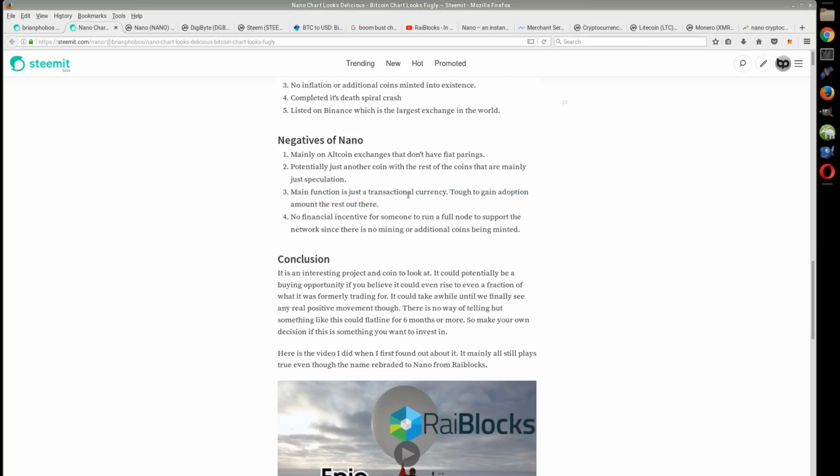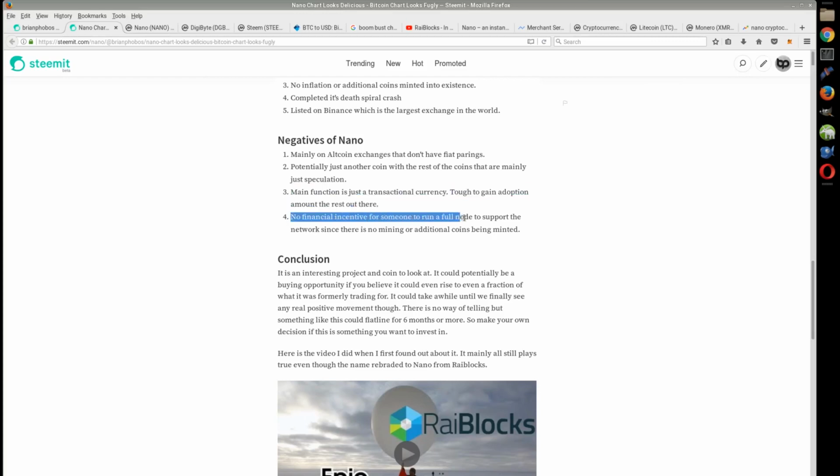Main function is just transactional currency, tough to gain adoption. There's a lot of coins trying to do that, even Bitcoin, Litecoin, Bitcoin Cash. Is it trying to be a world currency that's going to replace fiat? Is that the main play here? There's a lot of players in that space. Everybody's trying to do that for the most part, except for the platforms like Ethereum, like EOS, but they even have that kind of function built in and oftentimes do it better than some of the transactional currency ones. So we'll see. There's a lot of competition in that space.